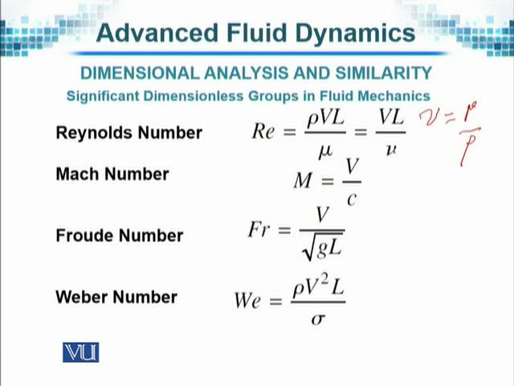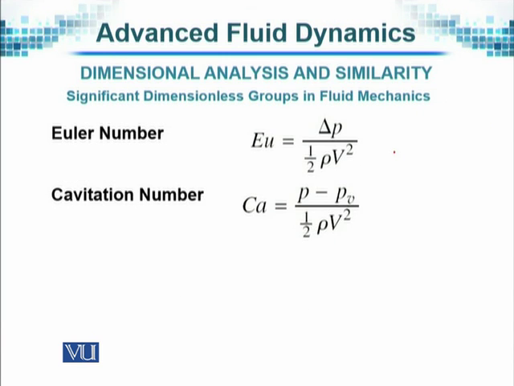Similarly, the Euler number: the Euler equation is obtained from the Navier-Stokes equation by considering that the fluid is ideal. In that case the pressure force is more important, and therefore this is the ratio of pressure forces and momentum forces. The cavitation number has this value as indicated. Again, this is the ratio of pressure to the velocity.